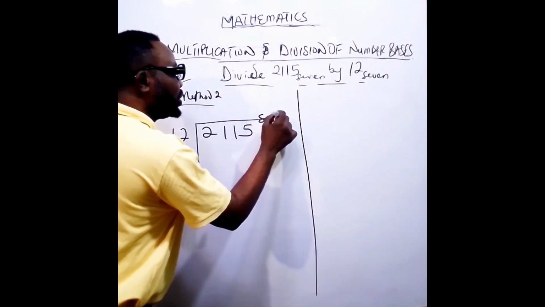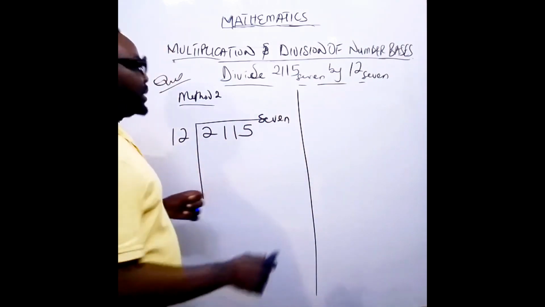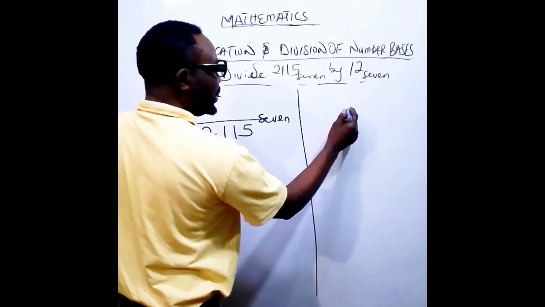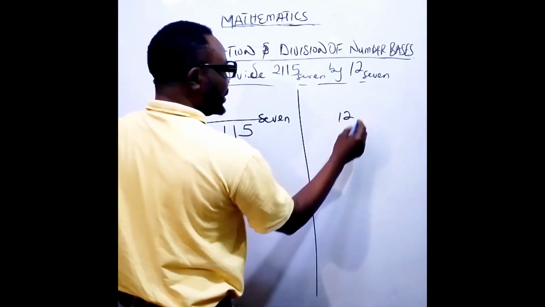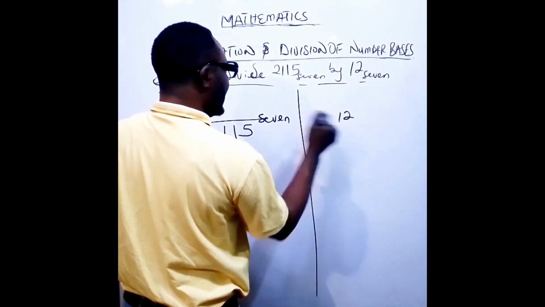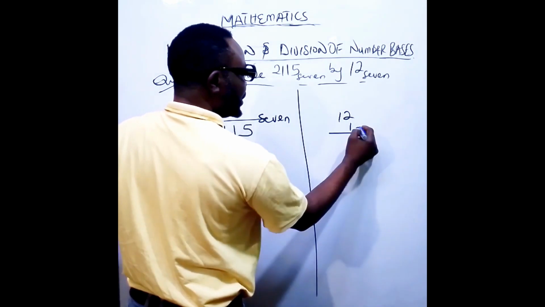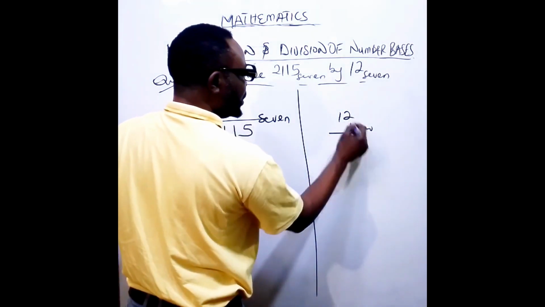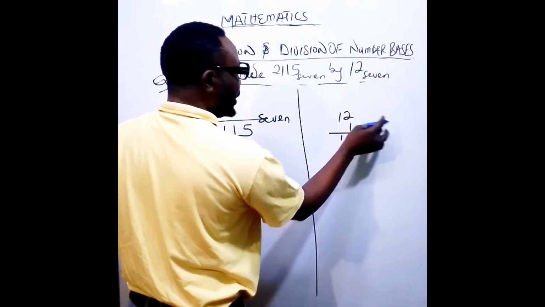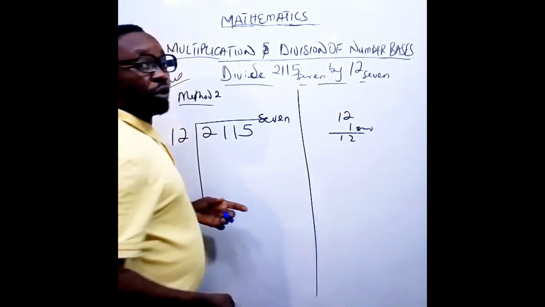Please make sure you write the base here. And whatever you get, then you now go. Let's say we try to multiply 12 by 1 in base 7 now. That will be equal to 1 times 2, 2, 1 times 1 is 1. That's 12 as well, because the value we get here is not equal to 7, so you can do the multiplication.